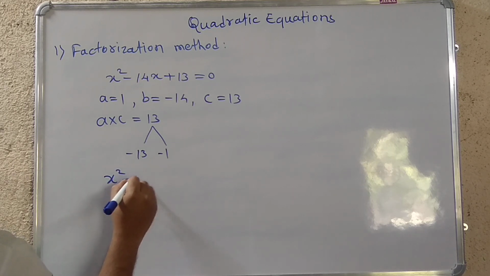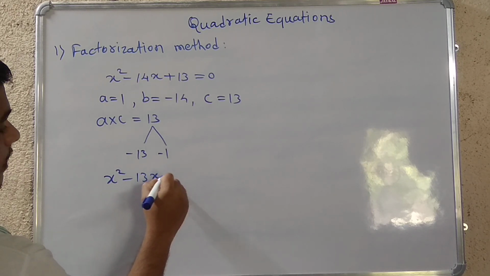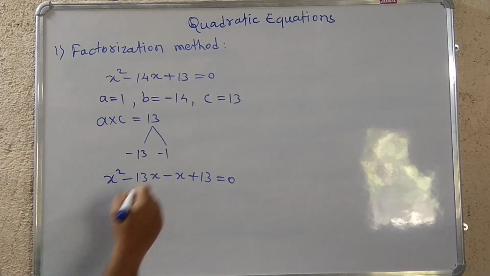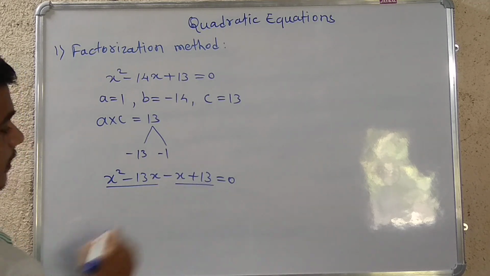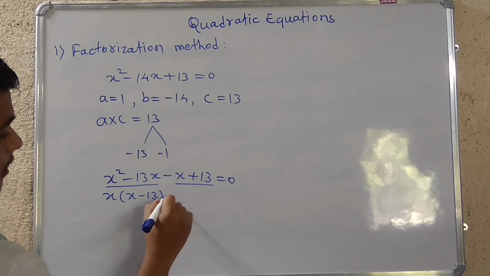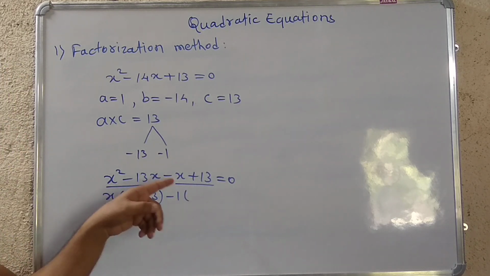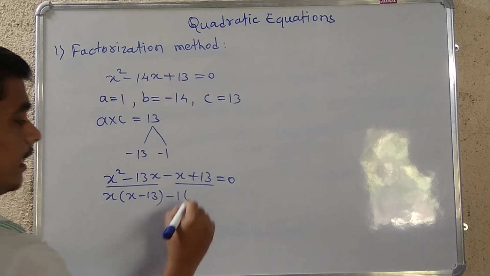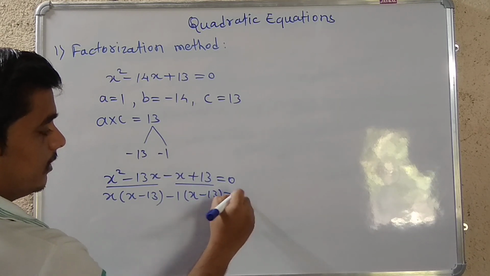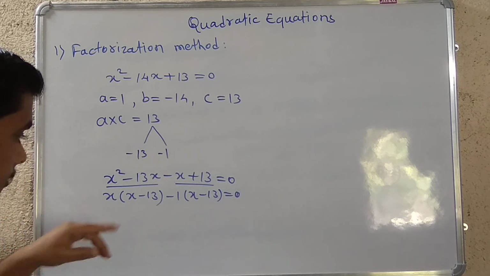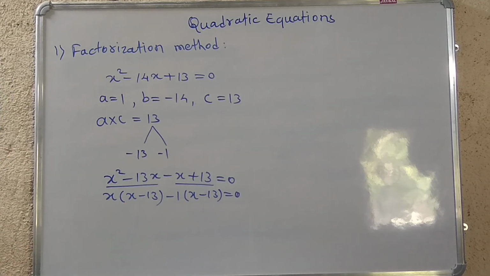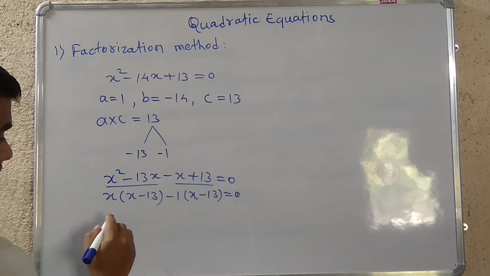So x square minus 13x minus x plus 13 equal to 0. Once we have this, we can take the similar terms common. So x into (x minus 13) minus 1 into, since there is no common term, we have written 1 outside, or the minus sign we have taken outside, so it will be (x minus 13). Now you can easily observe that the two brackets, x minus 13 and x minus 13, are common in both the cases.